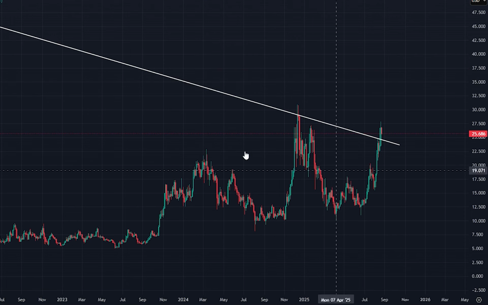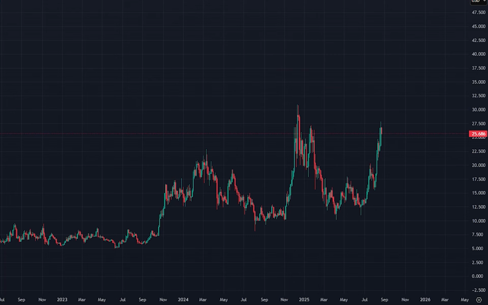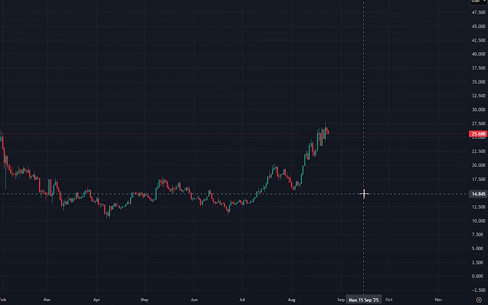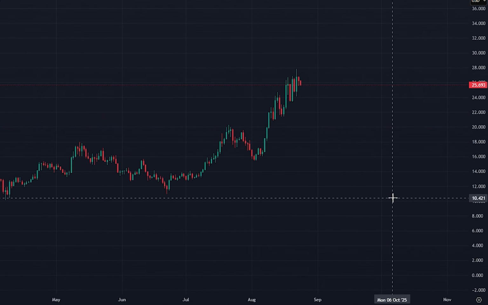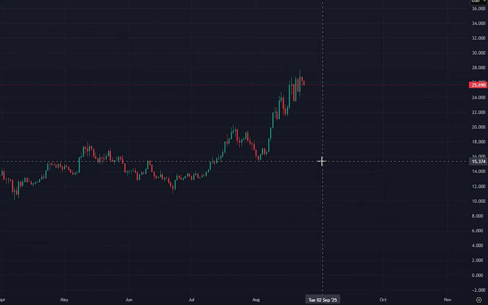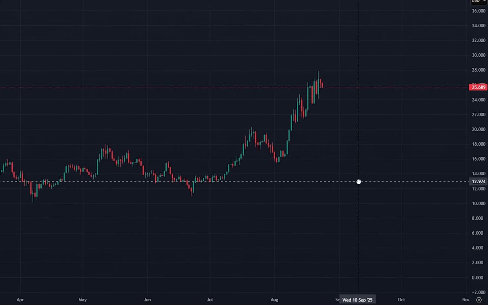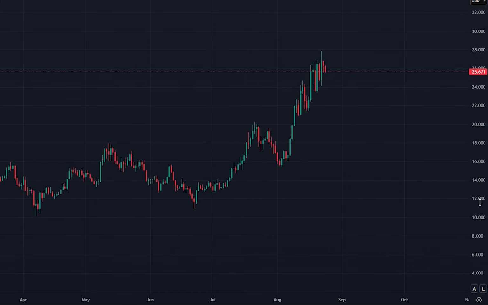Now if we do get a pullback, I'm going to go over to the daily chart because there's a level of interest here. Remember that September often is a bearish month for crypto, and Q4 is usually the strongest quarter of the year. So often September can be seen as a good time to accumulate positions. If we do get an aggressive pullback, I'm interested around here, this $17 area.